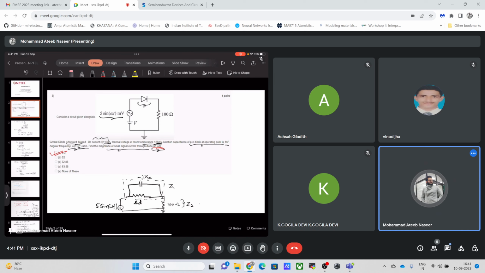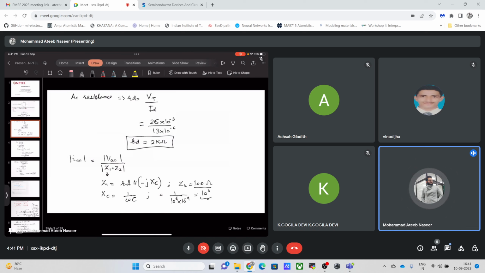We try to find this impedance Z1, and since Z2 is given, the magnitude of the current through this whole circuitry will simply be given by VAC divided by the total impedance, which is Z1 plus Z2. Z1 is simply the parallel combination of two impedances. One is RD, the AC dynamic resistance, and another is the reactance due to the capacitance. We have been given this capacitance value to be equal to 1 nanofarad, and the operating frequency is also given to us, which is 10 to the power of 6 radians.